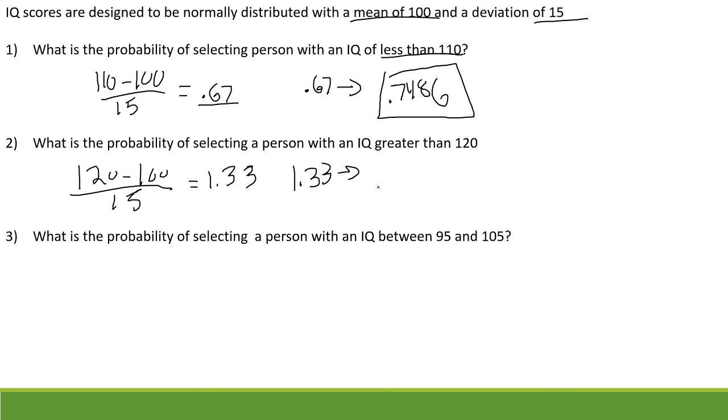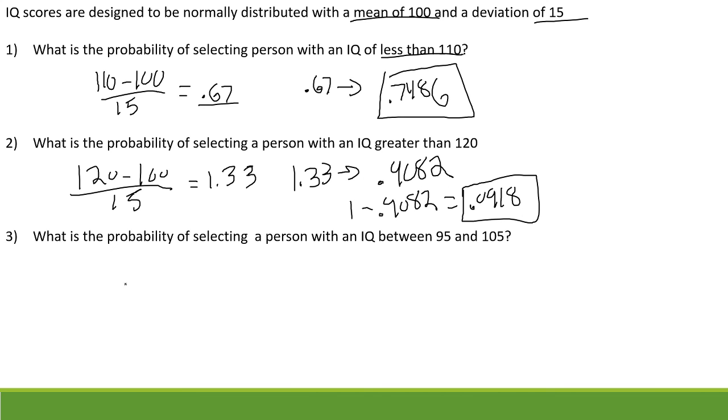Let's go ahead and write that down. 0.9082. But that's the probability of getting somebody that's less than an IQ of 120. If I want more than 120, I'm going to take 1 minus that value because I want to be more than 120, not less than 120. So 1 minus 0.9082 would give me 0.0918. So that, about 9%, would be the probability of getting somebody with an IQ of more than 120.